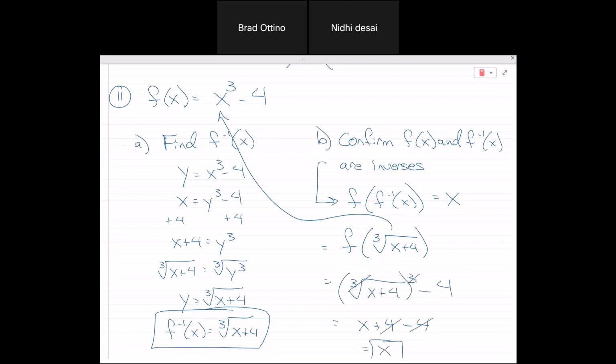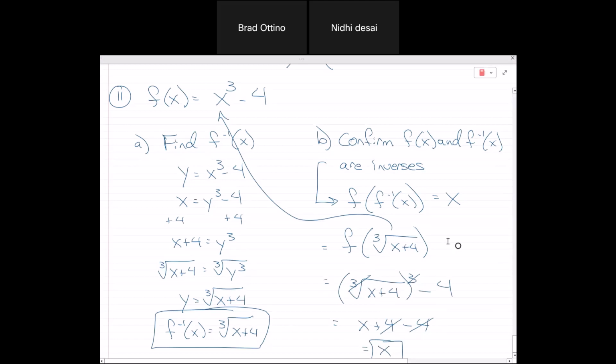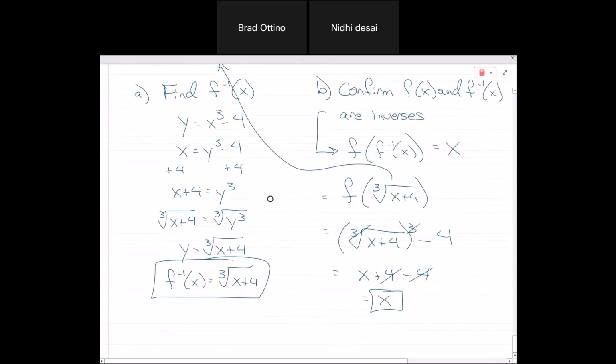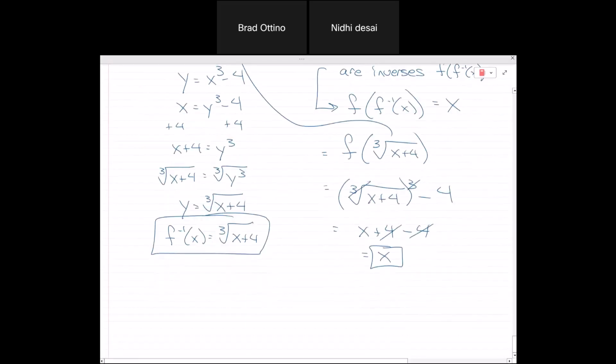Okay. That's what you have to show. So they would be inverses if the composition of the two just gives you x. And that's exactly what we showed here. And then the last part is we want to graph both on the same graph.